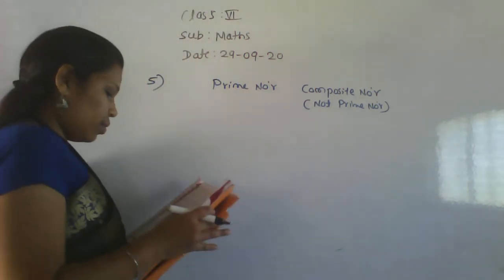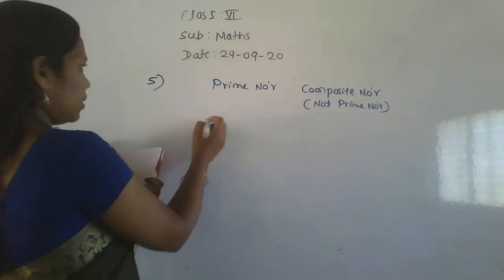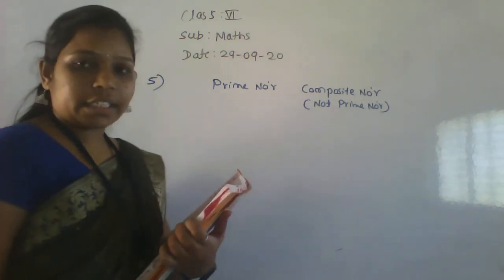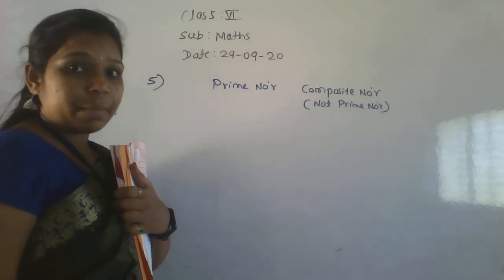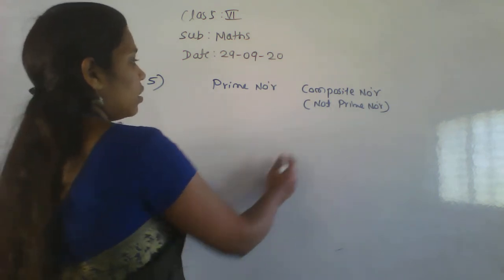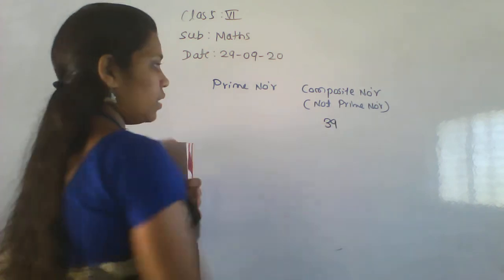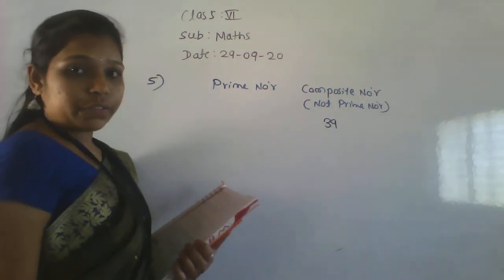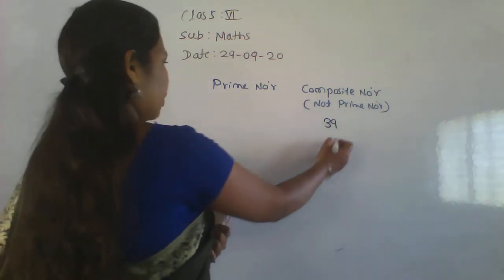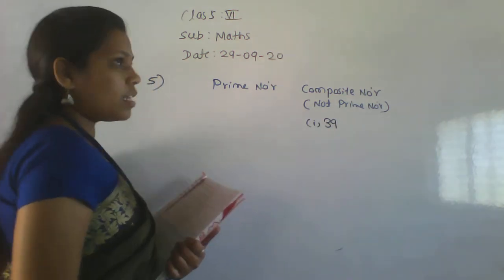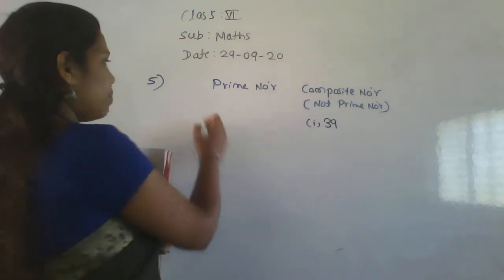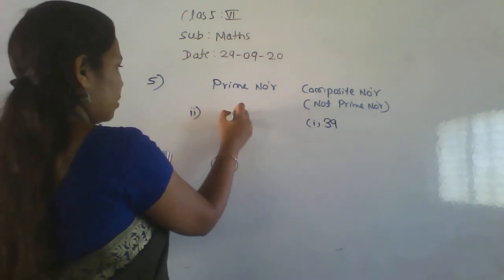So for the first one, 39. Is 39 a prime number? No, it is not a prime number. Then it is a composite number, because 13 threes are 39. So that is the first one here. Next, 47. 47 is a prime number. Yes, it's a prime number. So the second one here, 47.